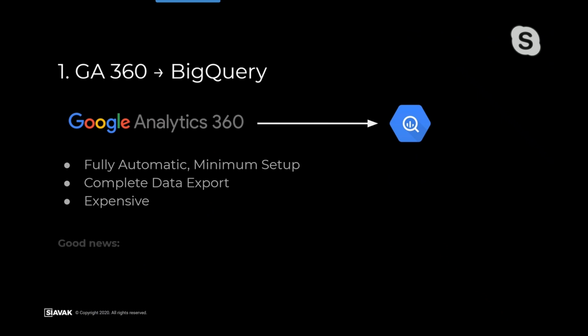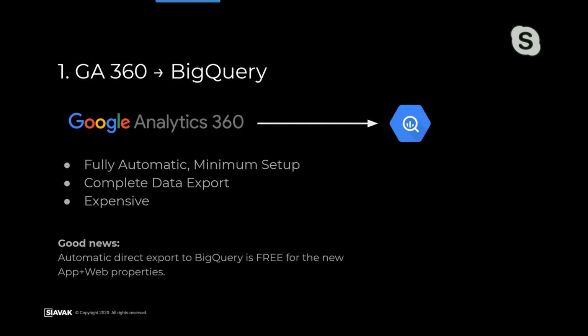which is out of reach for many small companies and organizations. But the good news is that with the new Google App Plus Web properties, you will have the option to directly export to BigQuery for free, at least for the moment. I hope it stays the same, but yes, if you have an App Plus Web events-based property, you can just set it up to send data to BigQuery. There is absolutely no cost, neither for the property nor for the data transfer.